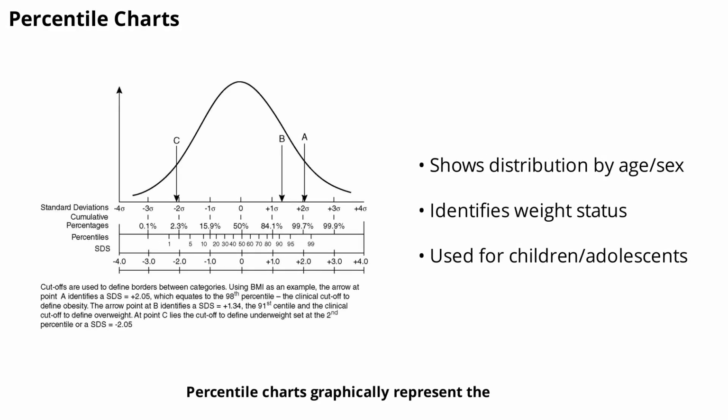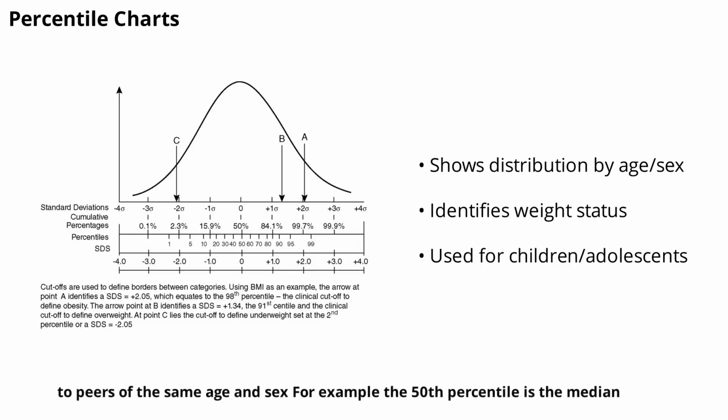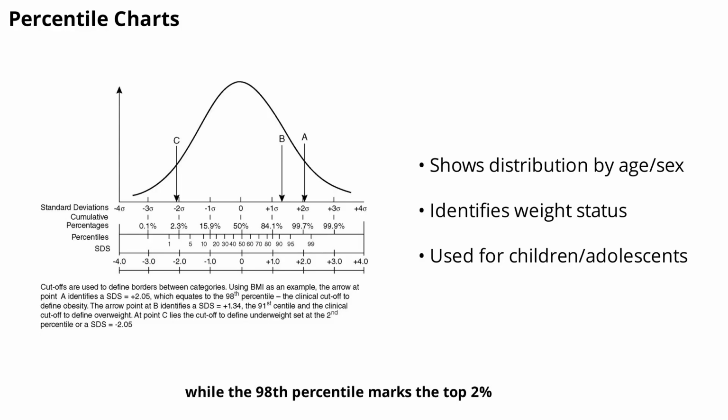Percentile charts graphically represent the distribution of anthropometric variables like height, weight, BMI, and waist circumference in a reference population. Each percentile shows a child's position relative to peers of the same age and sex. For example, the 50th percentile is the median, while the 98th percentile marks the top 2%. These charts help identify underweight, healthy weight, overweight, and obesity in children.